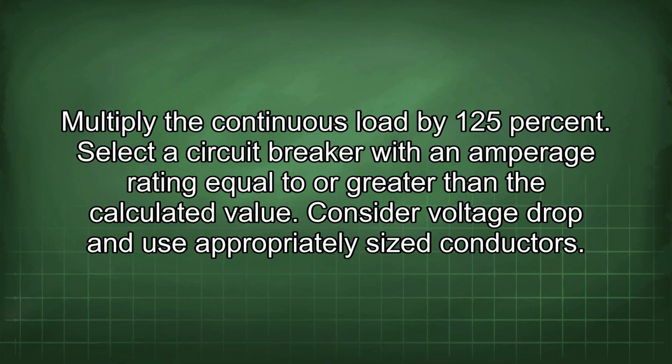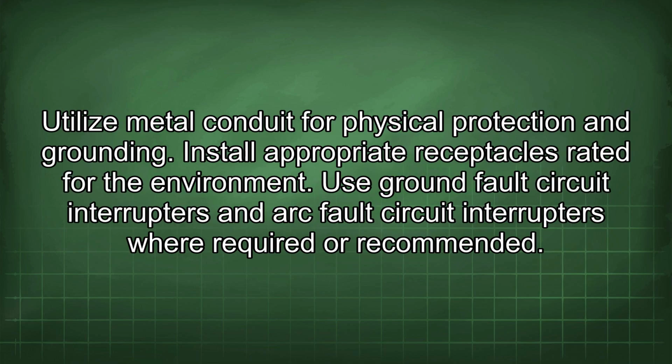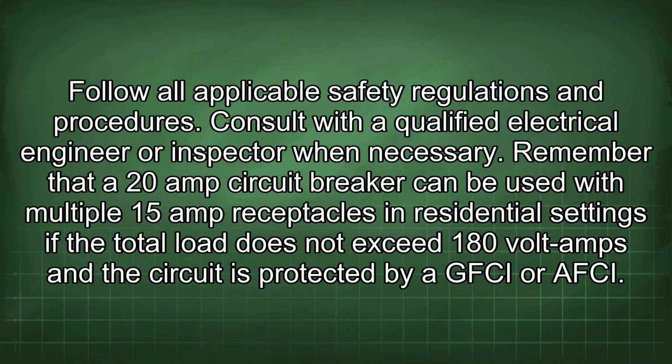Consider voltage drop and use appropriately sized conductors. Utilize metal conduit for physical protection and grounding. Install appropriate receptacles rated for the environment. Use ground fault circuit interrupters and arc fault circuit interrupters where required or recommended. Follow all applicable safety regulations and procedures. Consult with a qualified electrical engineer or inspector when necessary.